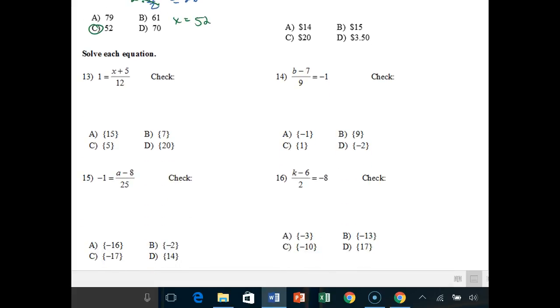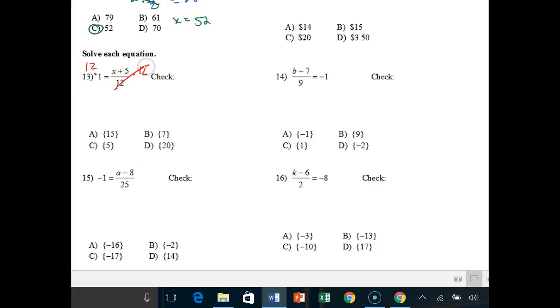So 13 through 16 are kind of different types of problems. Just imagine for a second that I covered this up. Don't do this on your paper, but just imagine. Look at that. That'd be a one-step equation where you knew right off the bat, I see division, so therefore I multiply both sides. That's exactly what we're doing. We're going to actually multiply both sides by the denominator, 12.